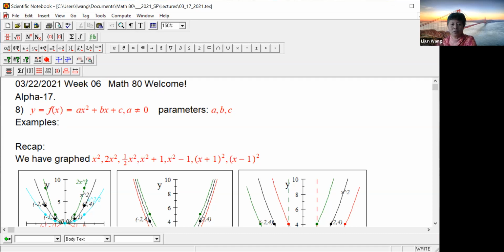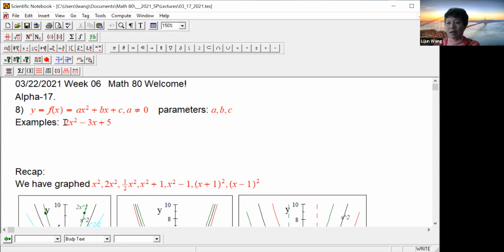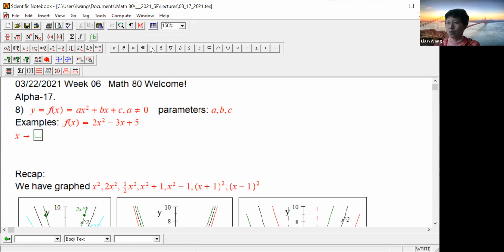Suppose we have a form like 2x squared minus 3x plus 5, right? This will be a rule. What kind of rule is that? If you call it a function, of course it's a function. Input x, and this is the rule. So what is this rule?